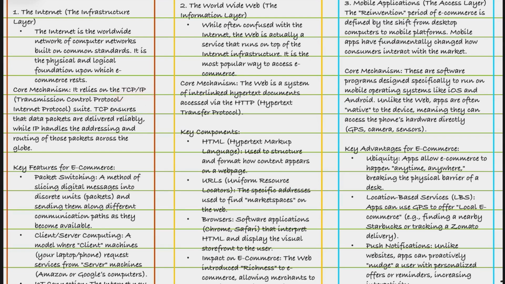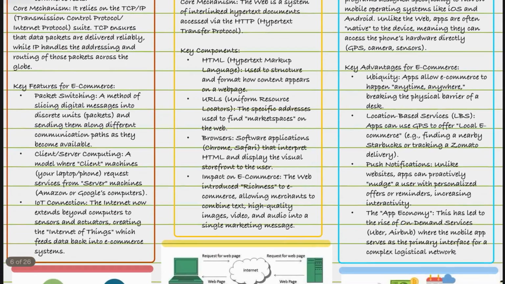And what does IP do? It acts like a global postal address system. So it is stamping a unique numerical number. It is giving a unique ID to every packet so that we know what exactly we are sending and where we are sending. So this is the first thing, TCP/IP. And the thing I was talking about, slicing the digital message into units, this is called packet switching. So this is the core feature.